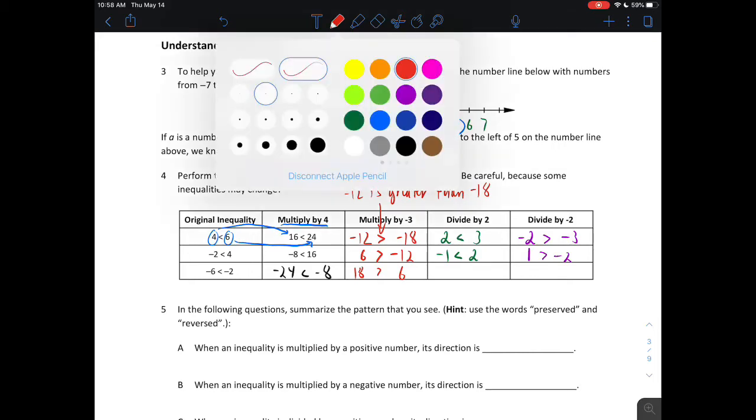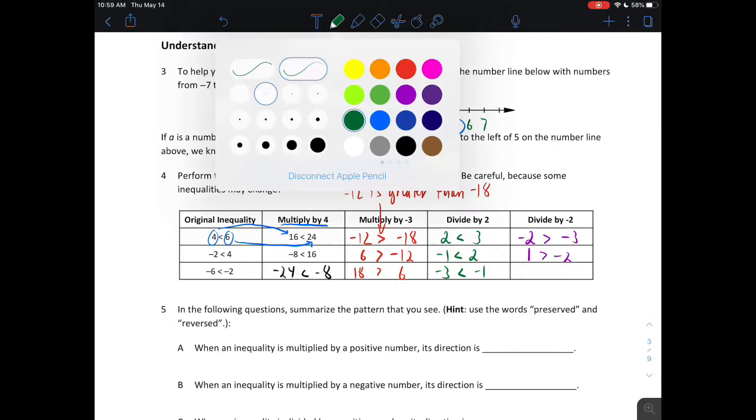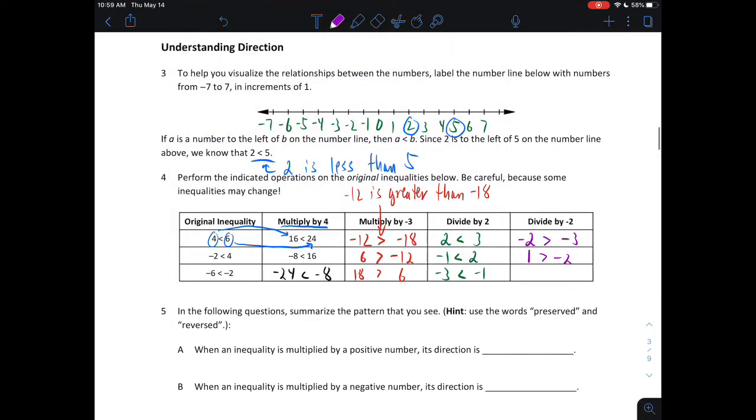Now what if we divide by 2? Going back to the original inequality, negative 6 divided by 2 is negative 3. Negative 2 divided by 2 is negative 1. According to our number line, negative 3 is to the left of negative 1, so negative 3 is less than negative 1. And then finally divide by negative 2. Negative 6 divided by negative 2 is positive 3. Negative 2 divided by negative 2 is positive 1. 3 is greater than 1.